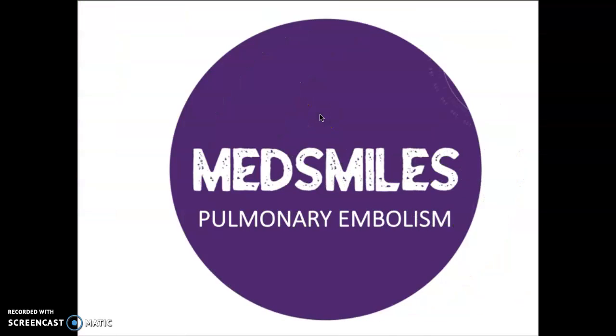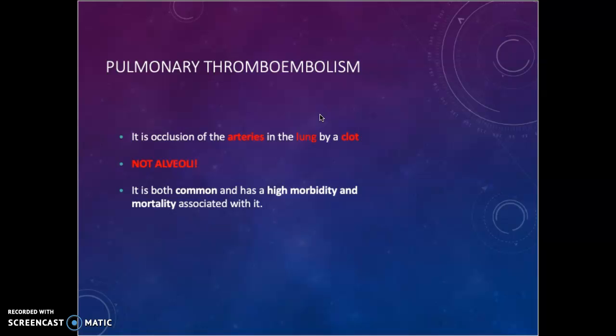This video is going to be on pulmonary embolism. So starting off, what is a pulmonary thromboembolism? It is occlusion of the arteries at the level of the lung by a clot. An important thing to note is that it is not occlusion of the alveoli, it is occlusion of the arteries, that is the pulmonary circuit, the lung circuit, by a clot. It is very common and has a high morbidity as well as mortality, so it is important to study it.